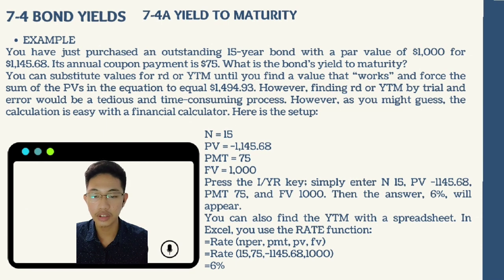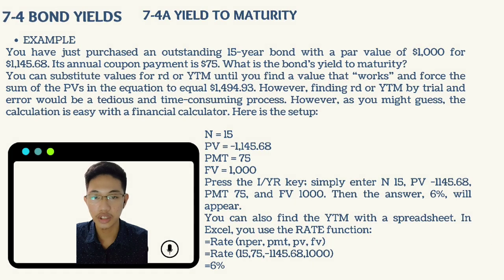So here we can simply use a financial calculator and input the following data. N is equal to 15, present value is equal to negative 1,145.68, periodic payment is equal to 75, and future value is equal to 1,000. The answer will automatically come out, and in this case, it is 6%. You can also find the yield to maturity with a spreadsheet in Excel. Use the rate function. So, just input the data: rate, 15, 75, negative 1,145.68, and 1,000. The result will come out to be similar to the financial calculator, which is 6%.